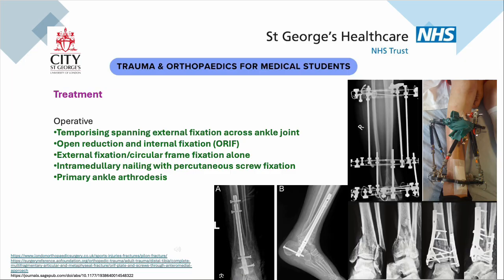There are a number of different ways of dealing with them, dependent on the nature of the fracture, the age and other comorbidities of the patient, and what the skin looks like. And it may well be that they have a temporary operation, what's called a spanning external fixator, and then more definitive surgery later on. Sometimes it's necessary to actually fuse the joint because it's not possible to reconstruct it properly.